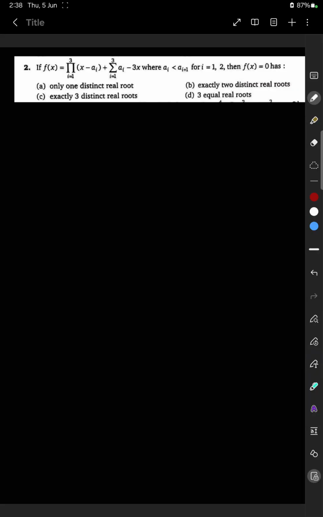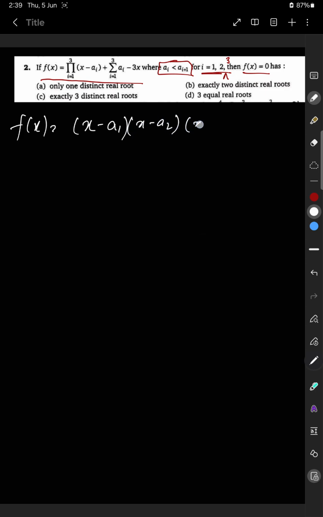So hello guys, here we come with the next question of the quadratic equation series. Here we have given f(x) as this, where we have given a condition, and i equal to this for f(x) equal to 0. Now we write f(x) in a simpler way: (x minus a1) into this. Please note that 3 will also come here. So (x minus a2) into (x minus a3) plus a1 plus a2 plus a3 minus 3x.